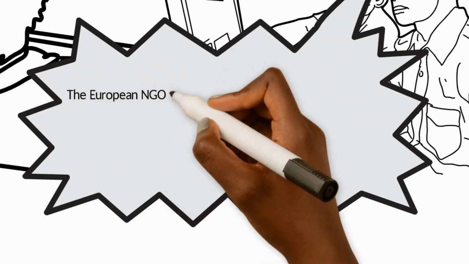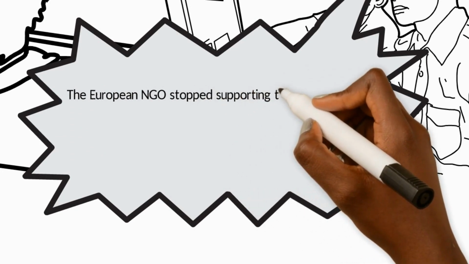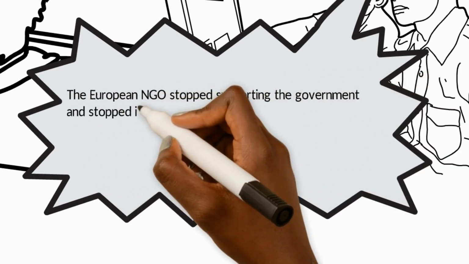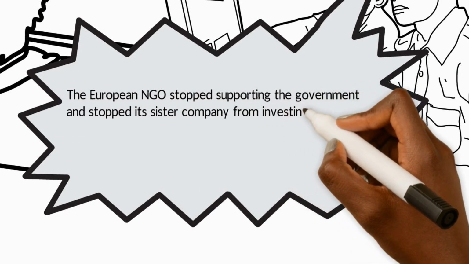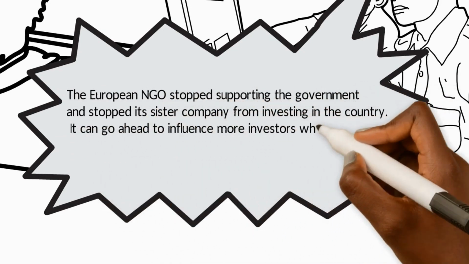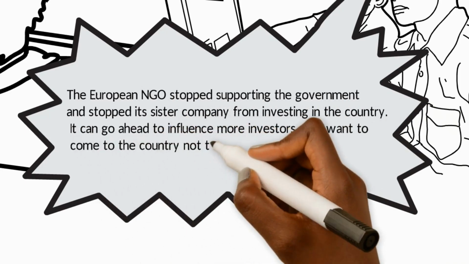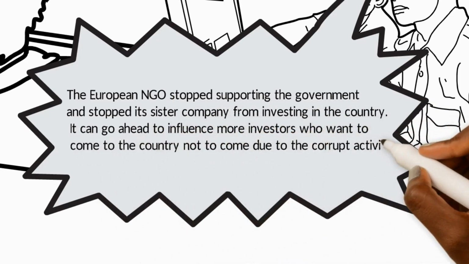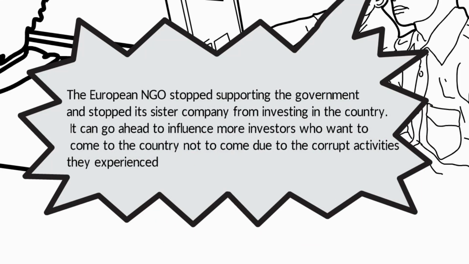The European NGO stopped supporting the government and stopped the sister company from investing in the country. It can go ahead to influence more investors who want to come to the country not to come, due to the corrupt activities they experienced. Yes, that's also a very good point. Corruption can deter foreign investors, and this will lead to a change in structure of foreign capital flow.